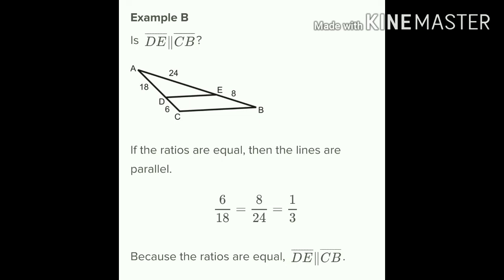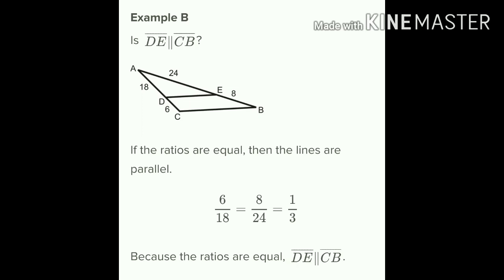Since the ratios of the corresponding sides must be proportional, we will verify that here. That is 6 by 18 is equal to 8 by 24. We get this by taking AC by AD, which is equal to AB by AE. When you simplify this, we get the ratio as 1:3. Since all the three ratios, that is 6 by 18, 8 by 24 and 1 by 3, are equal, we can come to the conclusion that DE is parallel to CB. This is based on the converse statement of the basic proportionality theorem.